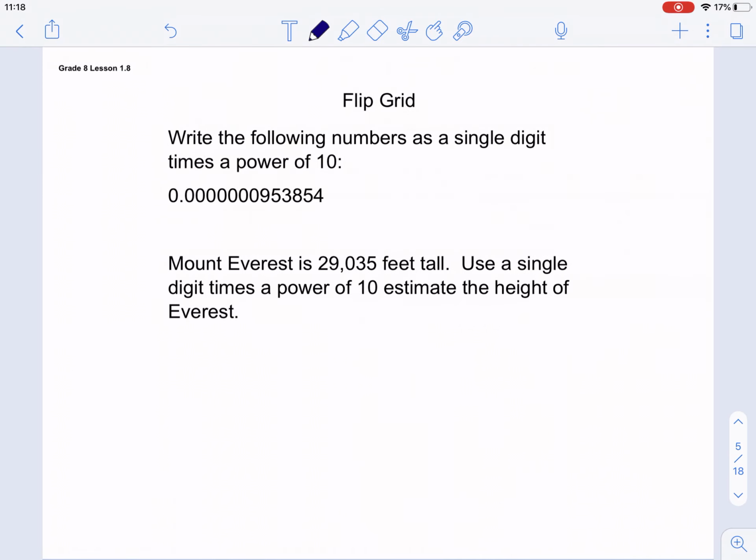Now, complete these two problems and upload your answers onto the Flipgrid. You can create one video for both problems.